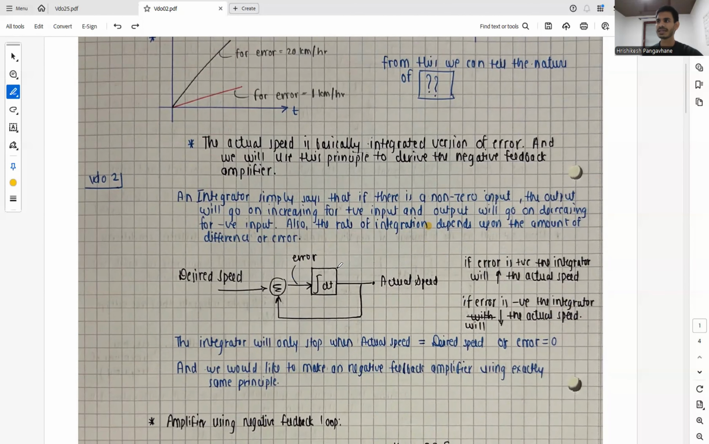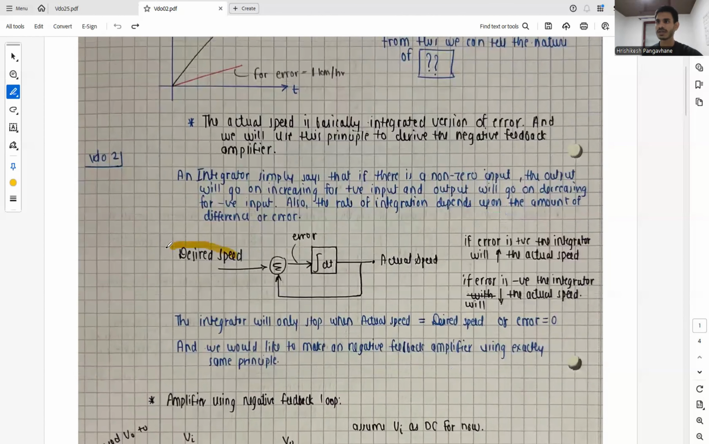And it simply says that if there is a non-zero input to the integrator, and if the input is positive, then the integrator will go on increasing whatever the input we have. And if the input is negative, then it will go on decreasing the input. So the rate of the integration also depends upon the amount of difference or the amount of error.